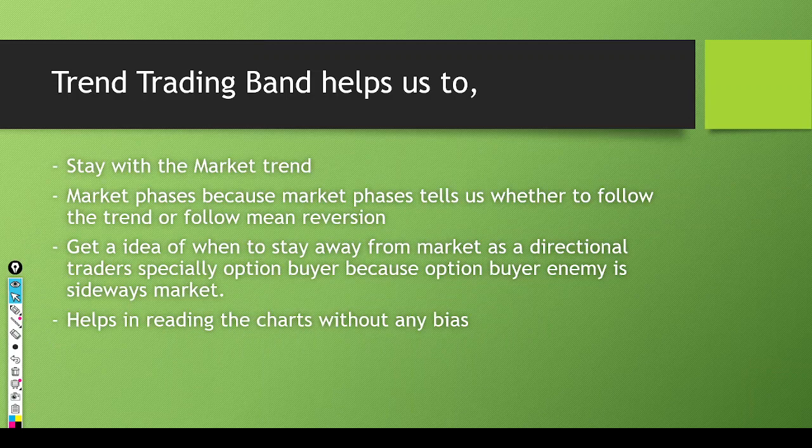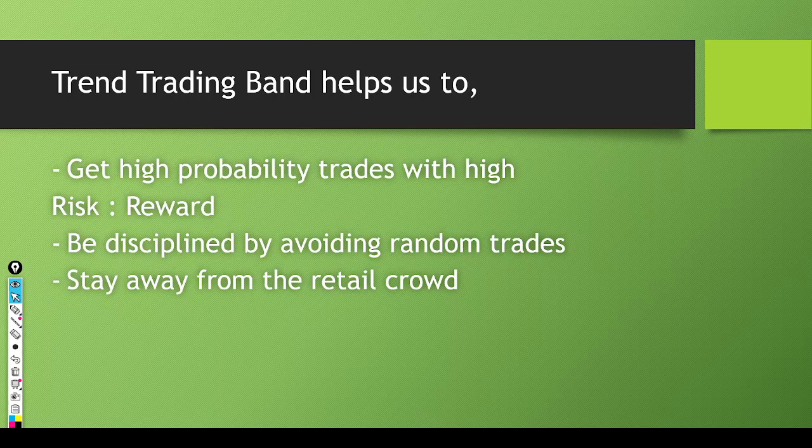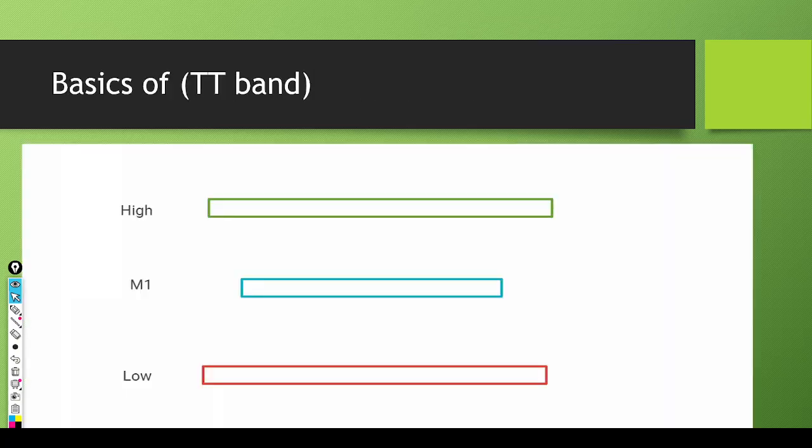So straight away let's move on to the how. Let's first go through how the band looks. First of all, let me talk about the basics, and in the next video I'll explain this band in slightly more detail. This band has three important zones and levels: high, M1 and low. This entire thing will form a TT band, a trend trading band.